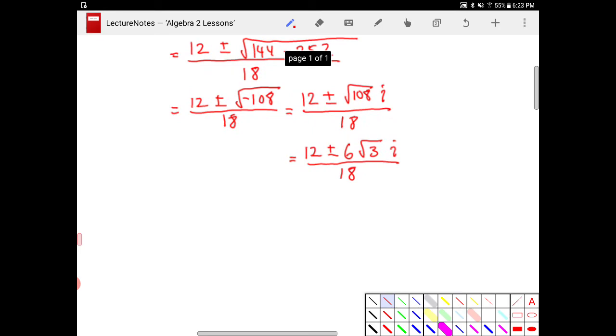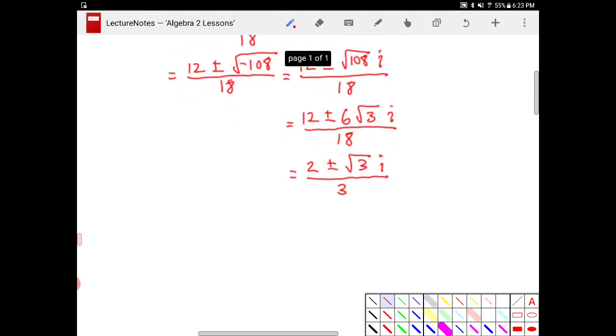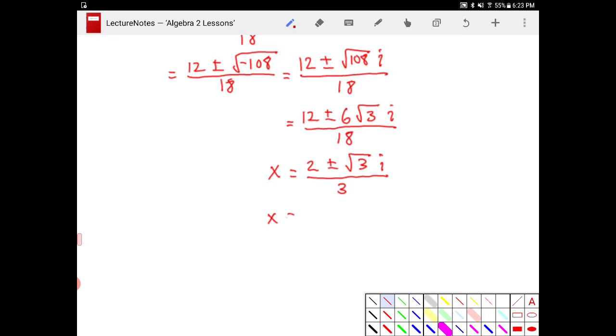And is there a common factor between the numerator and denominator? You look at 12, 6, and 18, the common factor is 6. So therefore I want to divide every term by 6. 6 goes into 12 twice. 6 goes into 6 once, so I'm left with just 1 radical 3 i, and the denominator becomes 3. So for x, I'm going to end up with 2/3 plus or minus radical 3 over 3 i. This is my answer here. So these are the imaginary roots.